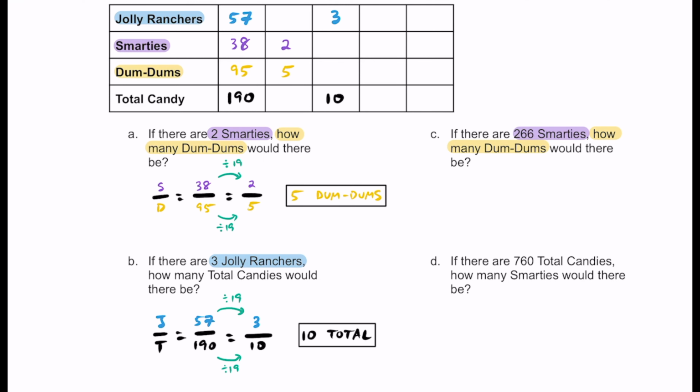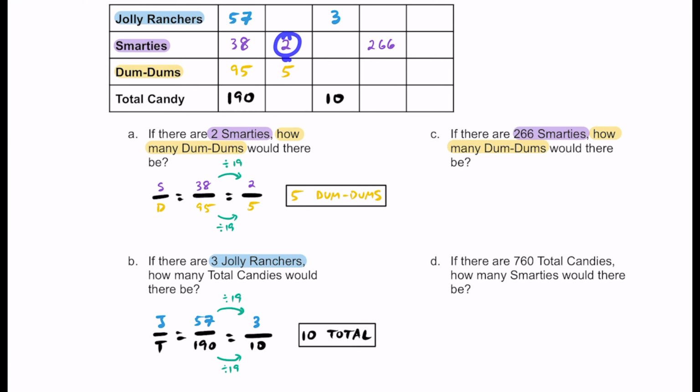For part C, it says, what if there's 266 Smarties? Let's use a new column here. I'm going to put 266 for where our Smarties go. And the question is how many dum-dums would there be? So we're trying to see how does 38 become this 266? Or we can say how does this 2 become the 266, whichever one you prefer.